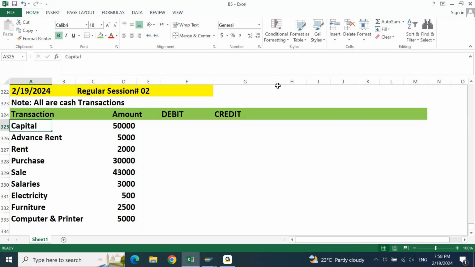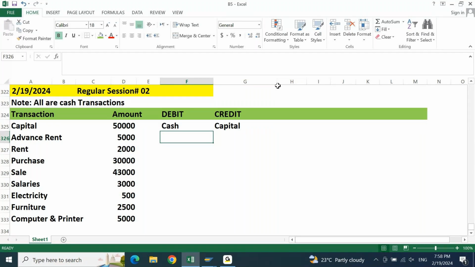Whenever you talk about capital, you should understand what will be the accounting entry for capital. Let's say for capital, I would say debit is your cash, credit is capital. Assuming that this is what I am writing, for capital, accounting entry will be debit cash account, credit capital account.